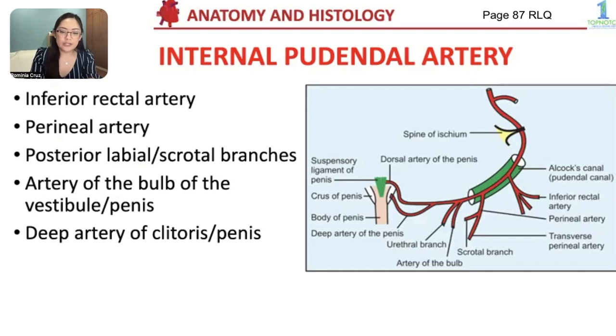So among your other internal iliac arteries, this is one of the arteries that supplies many more structures in the pelvic cavity and the perineum.